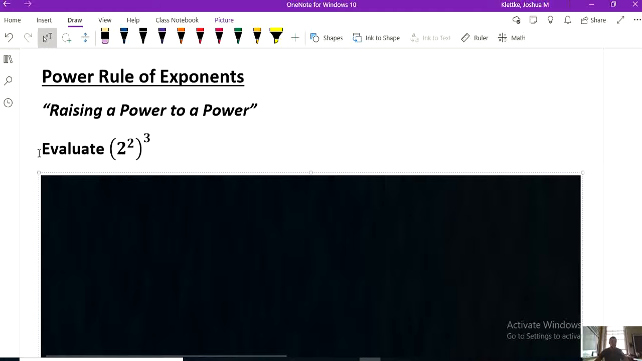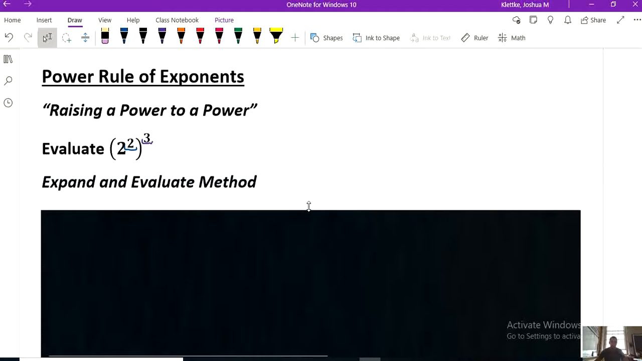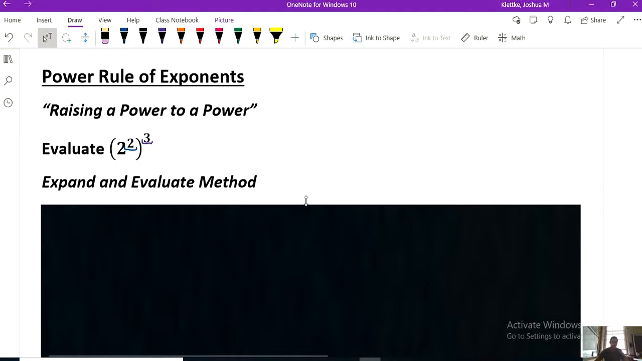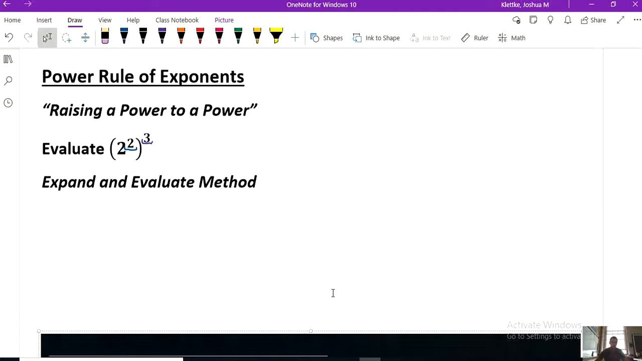In this example, it tells us to evaluate 2 to the second to the third power. So we have an inside exponent, or a number with an exponent that's in parentheses, being raised to an outside exponent. Similar to how we solved multiplication and division, the first thing we're going to do is expand and evaluate this. Then we'll be able to come up with a shortcut.